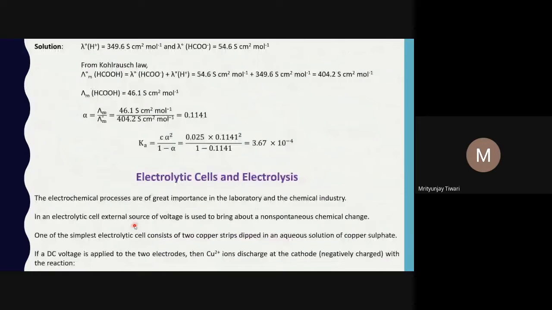Now let's come to the topic again. The electrochemical processes are of great importance in the laboratory and the chemical industry. In an electrolytic cell, an external source of voltage is used. External source of voltage means we use electricity, a battery, the DC current, to bring about non-spontaneous chemical changes. So in the process of electrolysis, we perform non-spontaneous chemical changes.